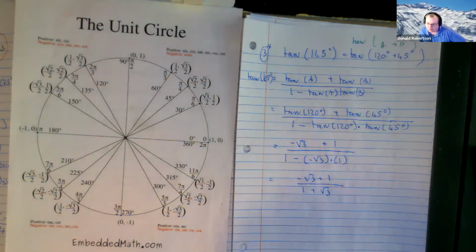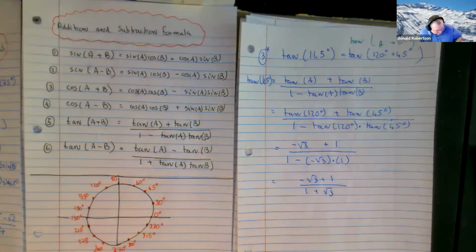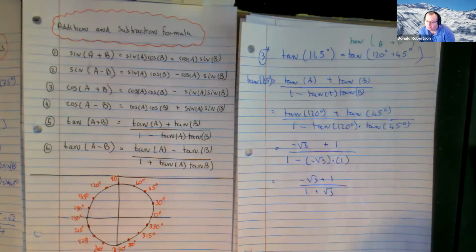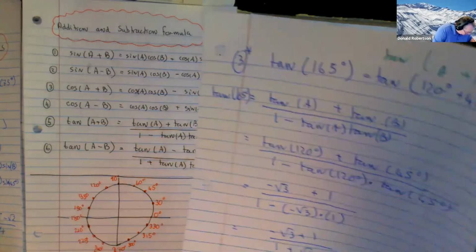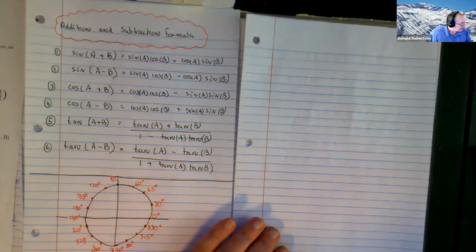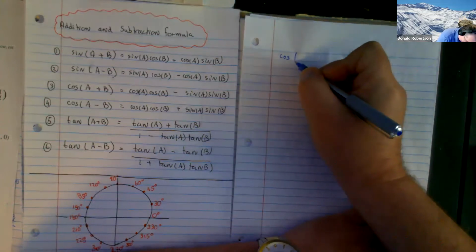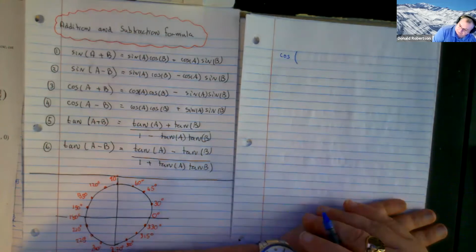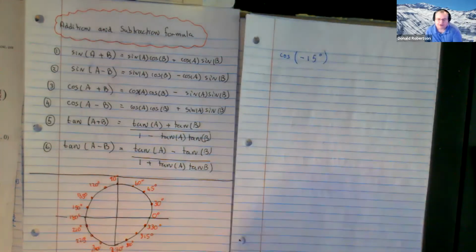So you can find the sine, cosine, or tangent of other angles now by using the addition and/or subtraction formulas. What can they do to make your life a little bit more difficult? Well, they could make it radians. They could make it negative. Let's do a negative first, and then we'll do a radian.